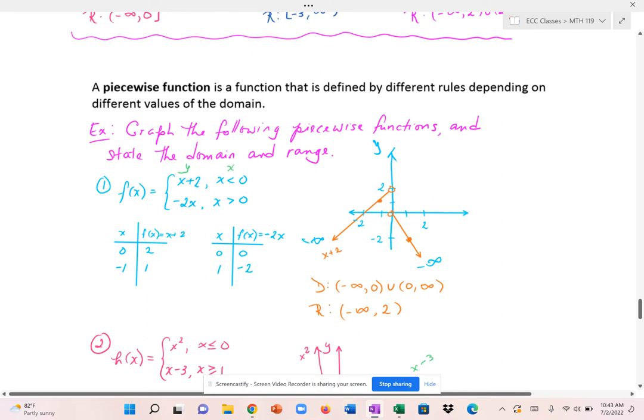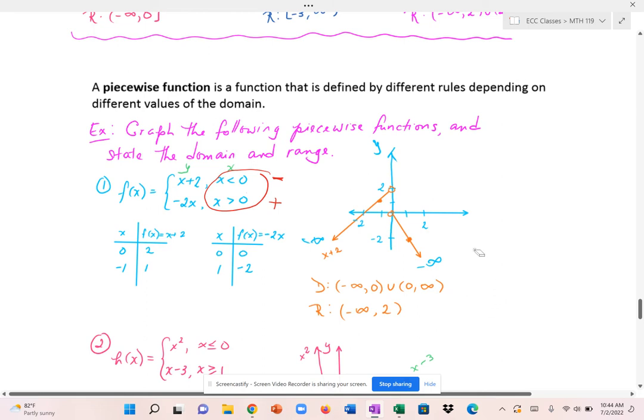So what's the domain of this? The domain, you can either read the graph or you can look at it right here. The top half is all negative numbers, and the bottom half are all positive numbers. So the only number that's omitted is 0. So it goes from negative infinity to 0, and then again from 0 to infinity.